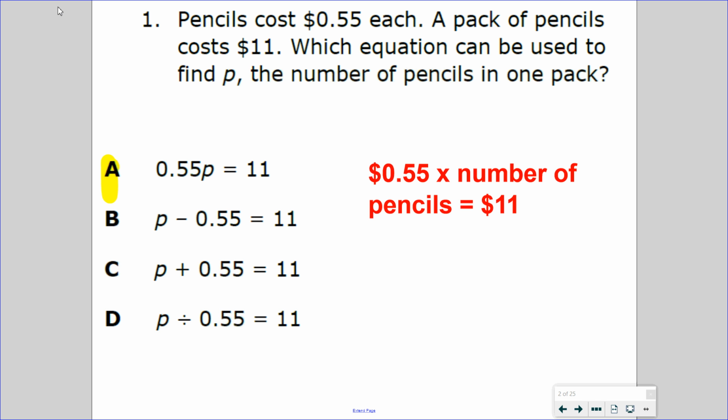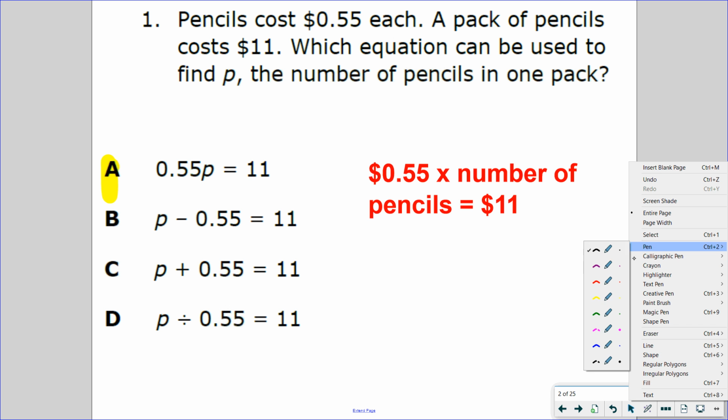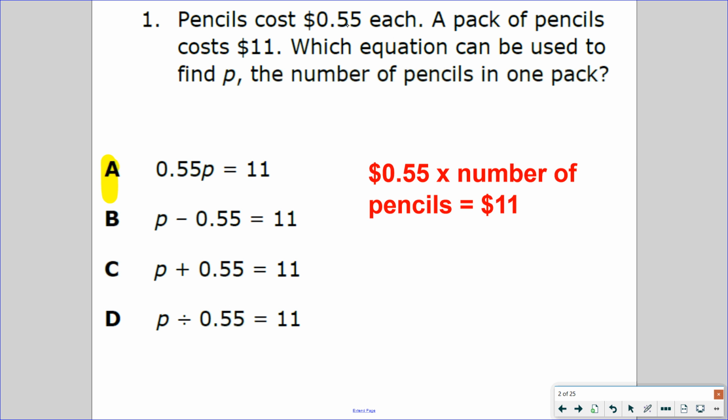Pencil costs 55 cents each. A pack of pencil costs $11. Which equation can be used to find the number of pencils in one pack? So let's think about it. Pencils cost 55 cents each. So it's 55 cents per pencil. Is that adding, subtracting, multiplying, dividing relationship?